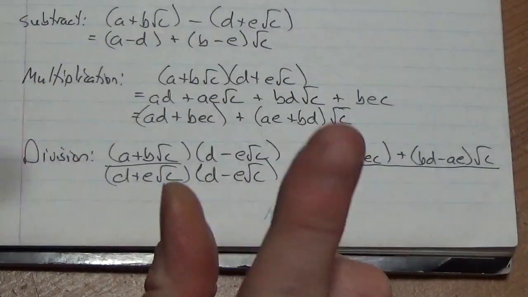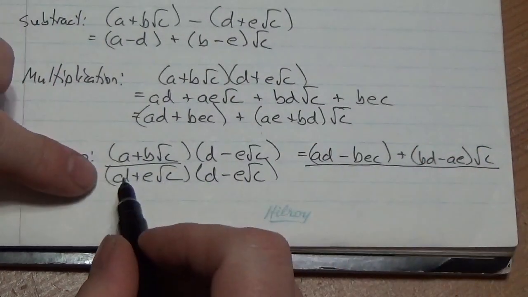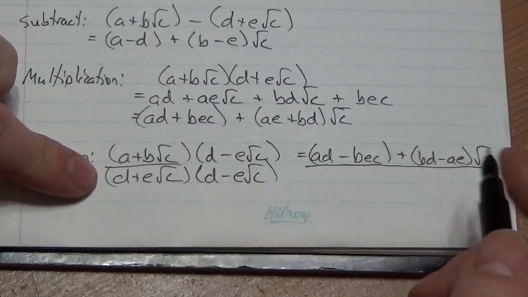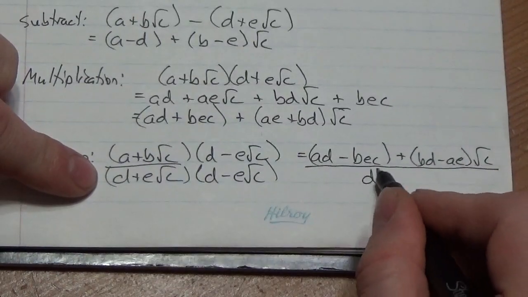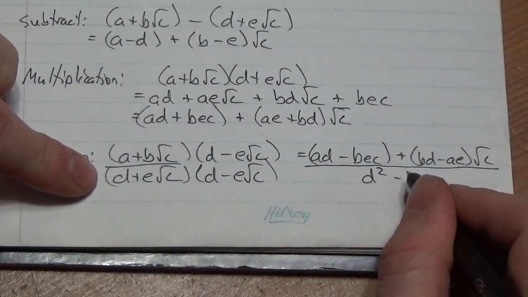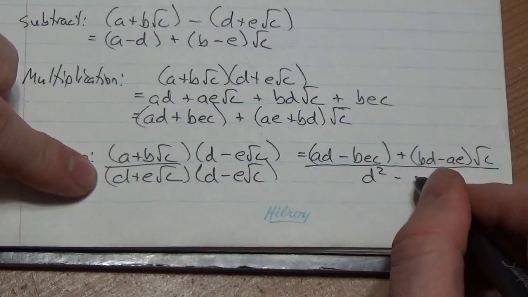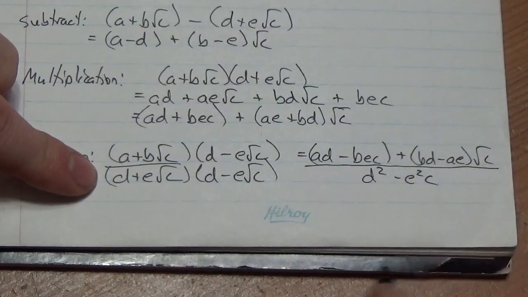It's the denominator that I'm a little bit more concerned about. But now these are binomial conjugates, so when you multiply them together, you're going to get d squared minus, and then this is going to be e squared multiplied by c.